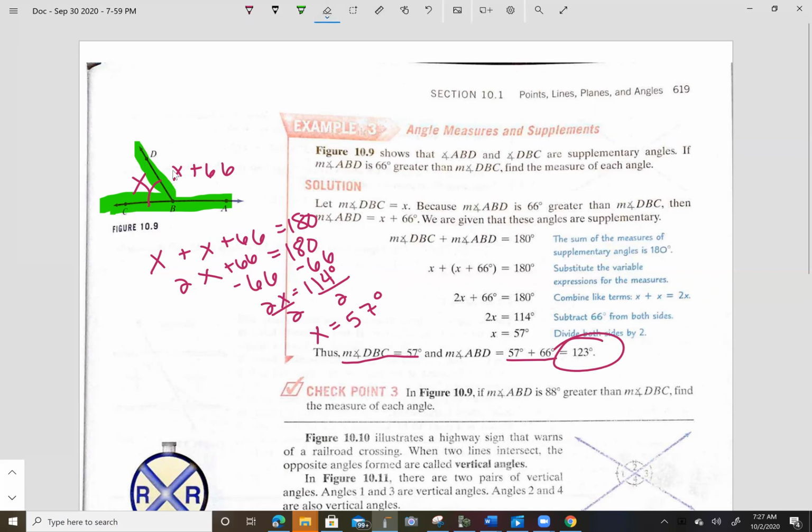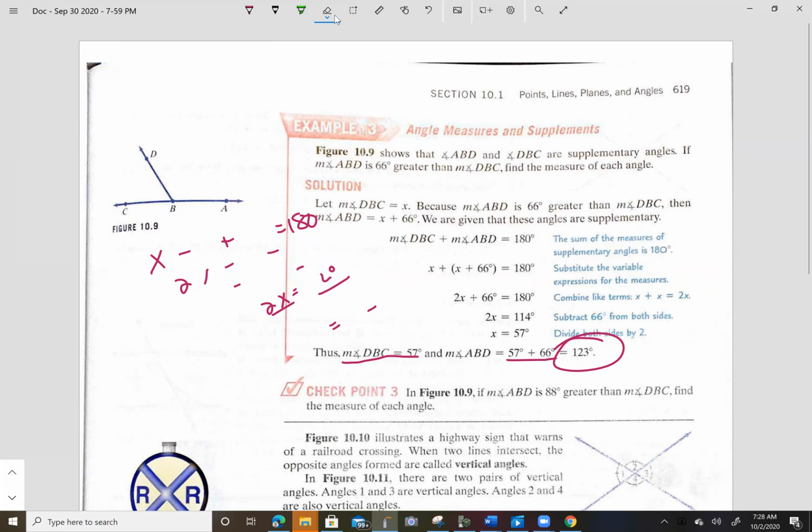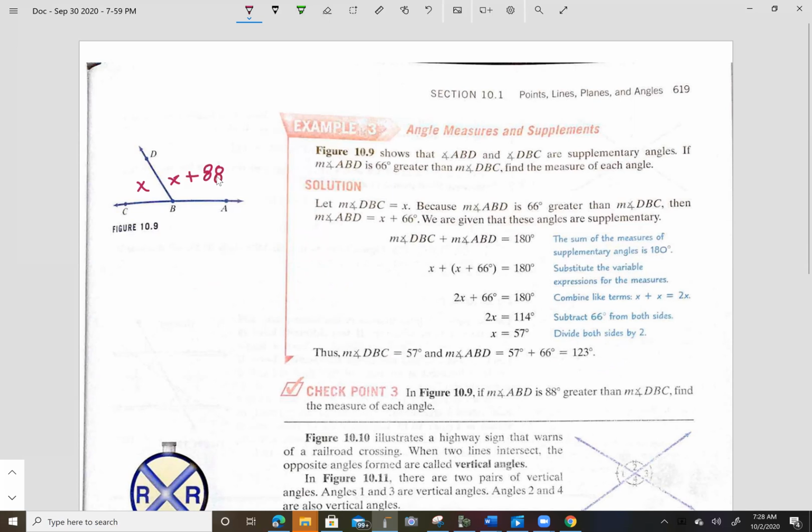Now let's go back and do the checkpoint. The checkpoint says, if the measure of angle ABD is 88 degrees greater than DBC, so if this is x, this would be x plus 88. Find the measure of the angle. So if we add those two up now, it'll be 180. So do the same exact thing that we just did, and you will be able to solve checkpoint 3.